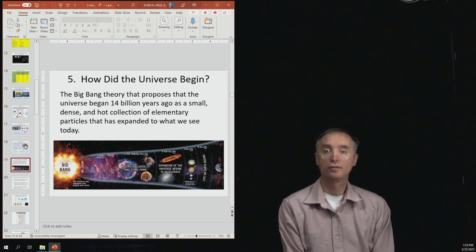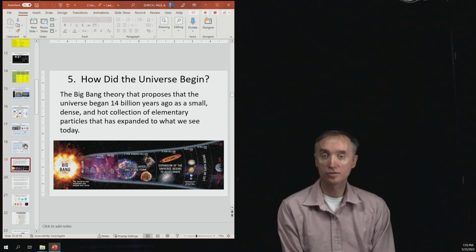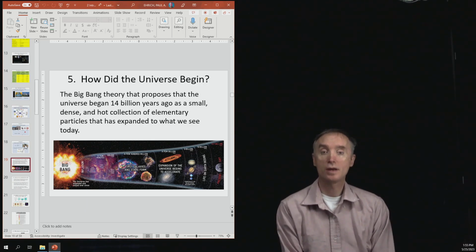So you may have heard of a thing called a supernova, which is when a star explodes. The universe was even much, much hotter than that when it first formed. And then it started to expand.